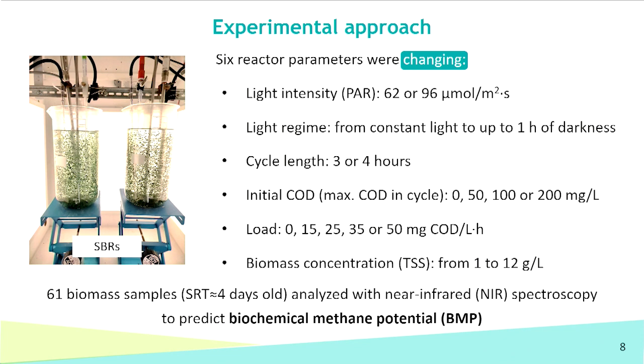So these are the light intensity, the light regime that changed from constant light to up to 1 hour of darkness per cycle. Cycle length, as I said before. The initial concentration of chemical oxygen demand, which is due to the acetate present in the media, and this is also the maximum concentration of CO2 that can be reachable in every cycle. The load, that depends on the cycle length and also on the concentration. And finally, the biomass concentration that was analyzed through total suspended solids.